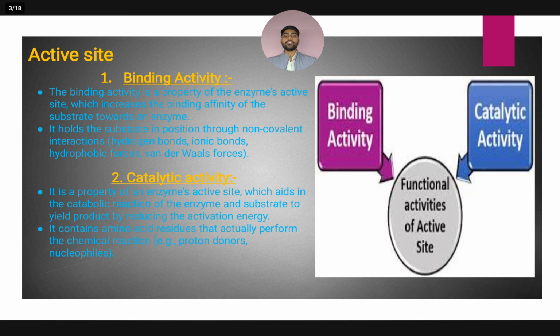This property actually acts in the reaction. It reduces the activation energy to yield a product. This area contains specific amino acid residues that perform the chemical reaction, often acting as proton donors or nucleophiles.